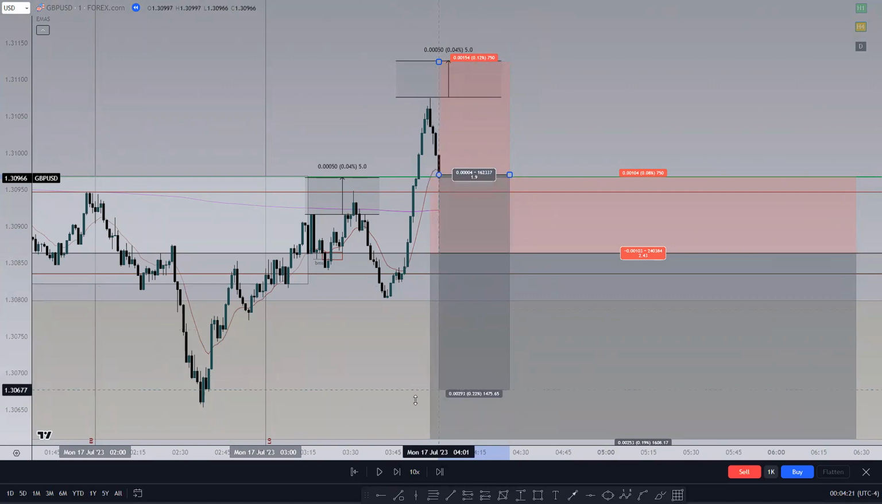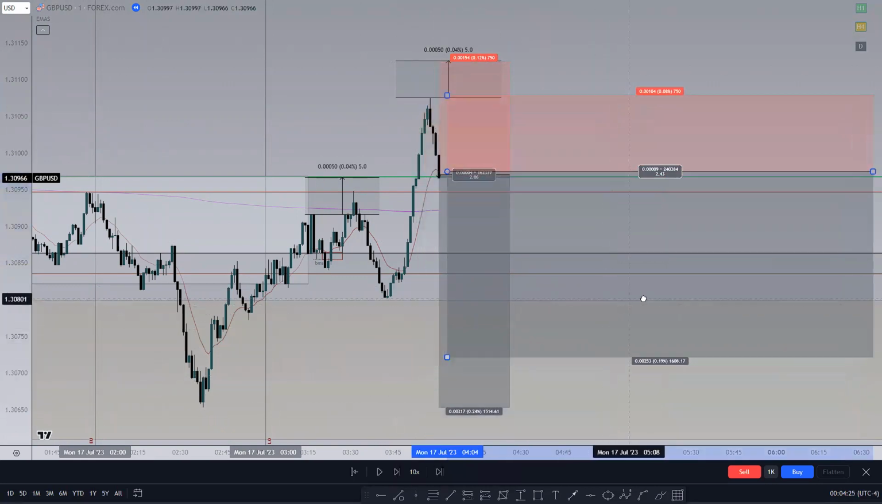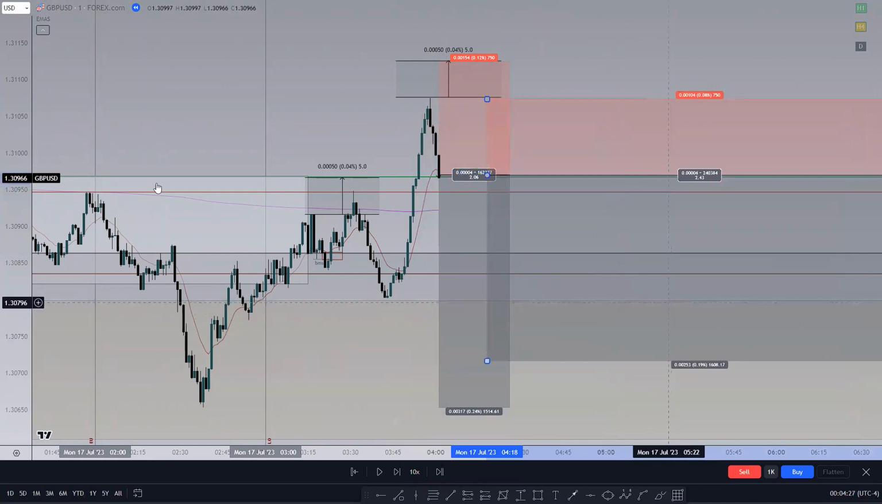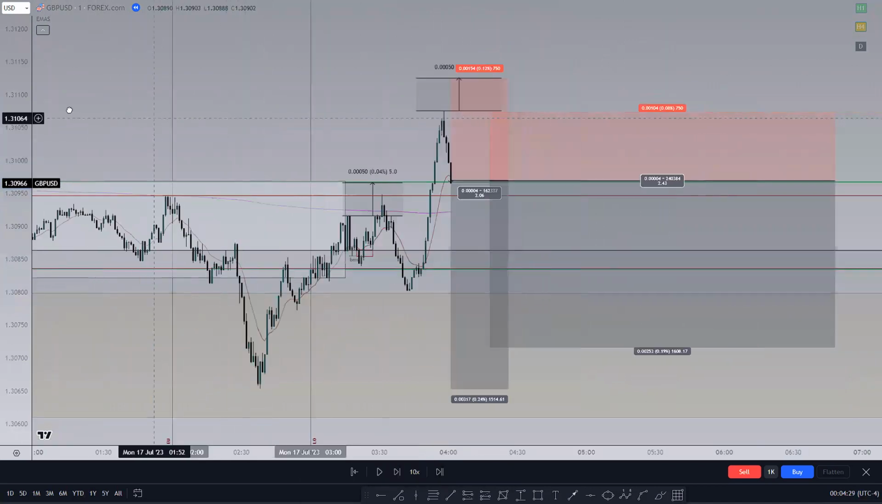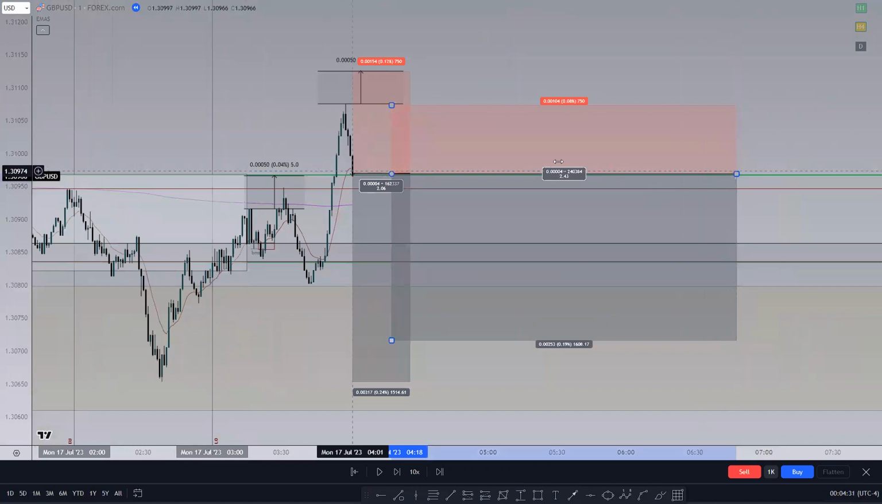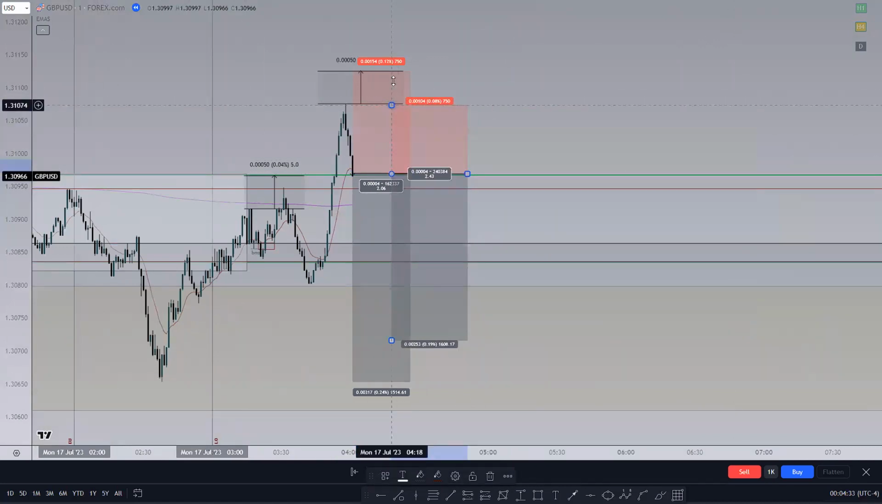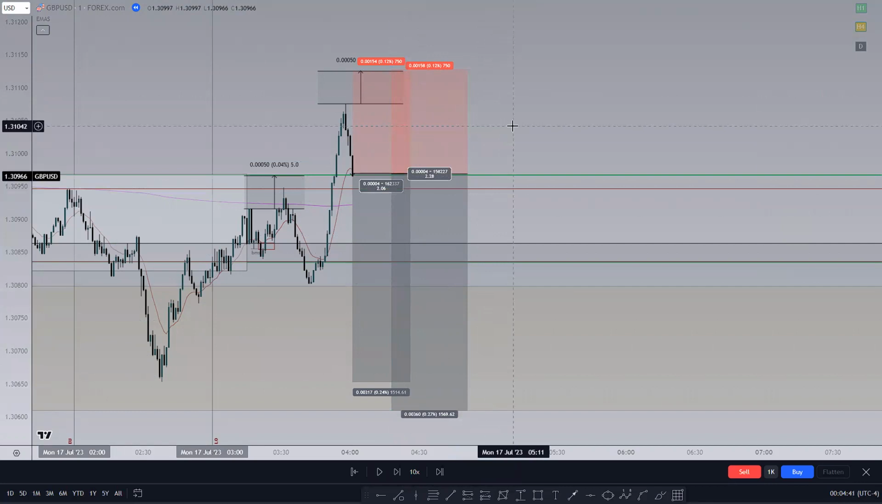And then, of course, the profit objectives would still be the same. So it'll still be the recent low as the first target. And then the secondary target would, of course, be the low of the 4-hour range, so the H4 SST.